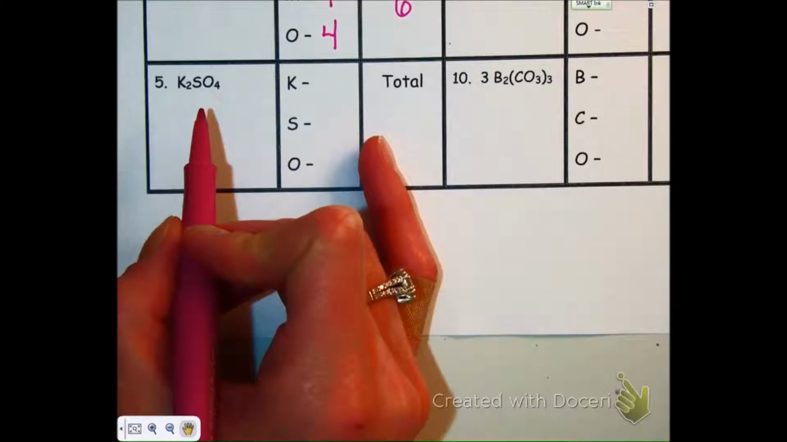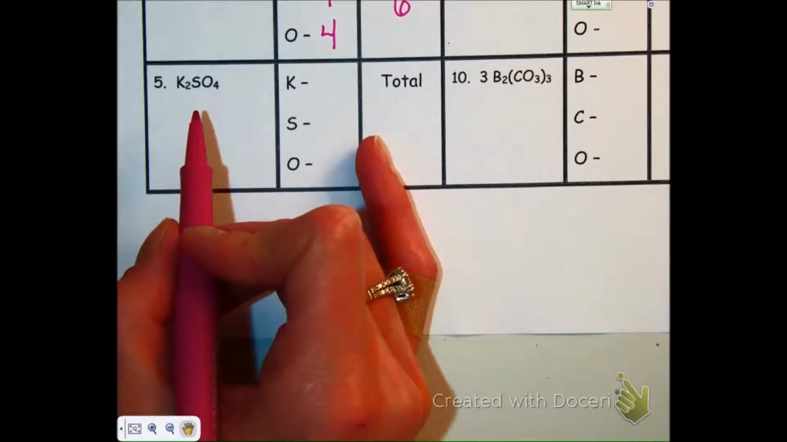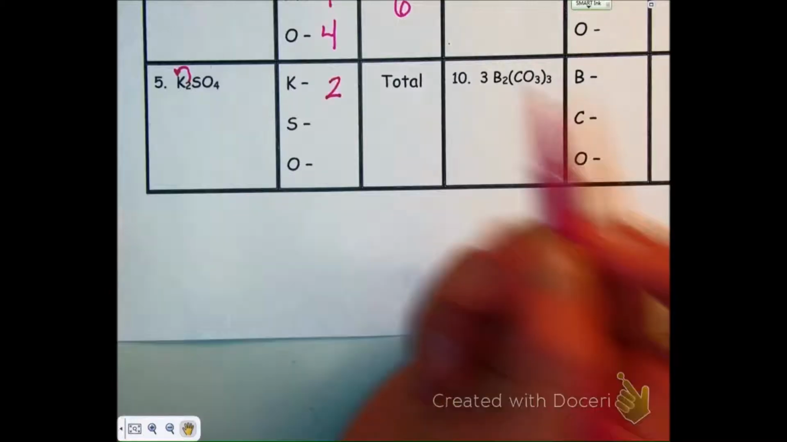Number 5. We have no parentheses. We have no coefficients. Sarah, would you like to try this one? Sure. Okay, so I just pulled apart K2, I put 2 for potassium, and then there was 1 sulfur, and there were 4 oxygen, so I got a total of 7. Very good.